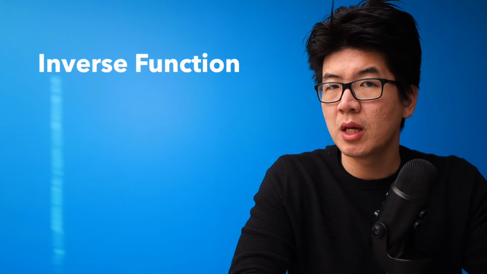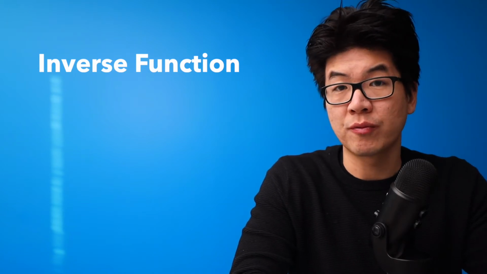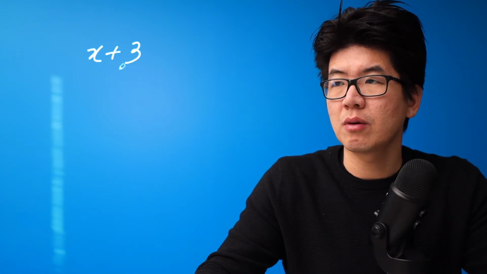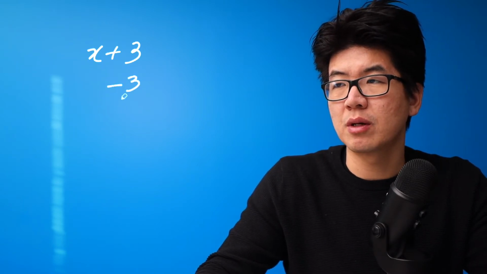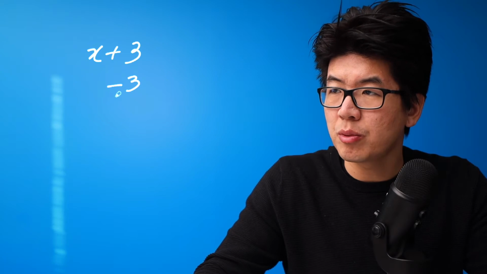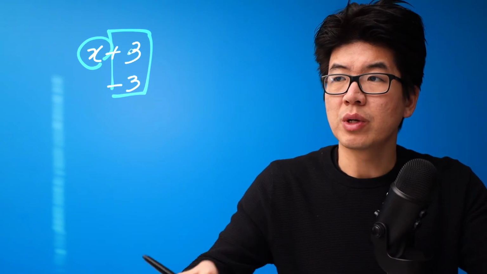Hey, so in this section, we want to talk about an inverse function. Have you heard the word inverse before? Okay, so you might have heard it. So if we have x plus 3, the inverse operation of plus 3 is minus 3. So what an inverse operation is, if you do the inverse of 2x, you're undoing what you did to x in the first place.